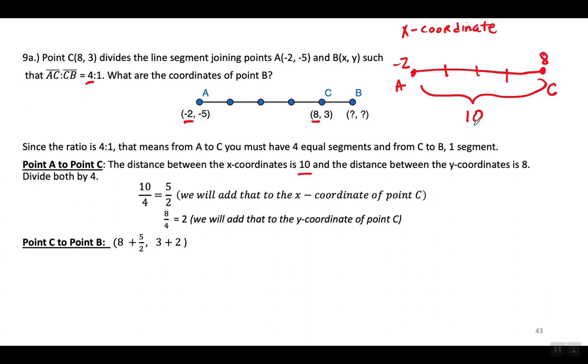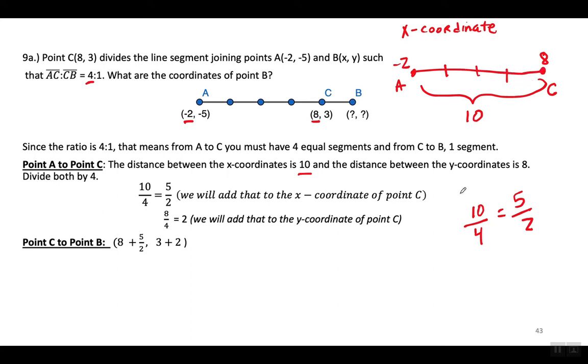All right. So look, this is a challenging question because it's going to involve fractions, and it's like this on the exam. So the distance from A to C is 10, and we need 4 equal parts. So each segment has to be 10 divided by 4, 10 over 4 units long, which if I simplify that is 5 over 2. Each one of these segments has to be 5 over 2 units long.